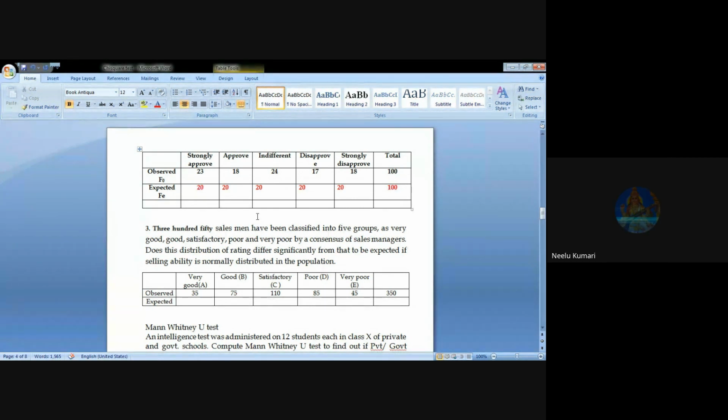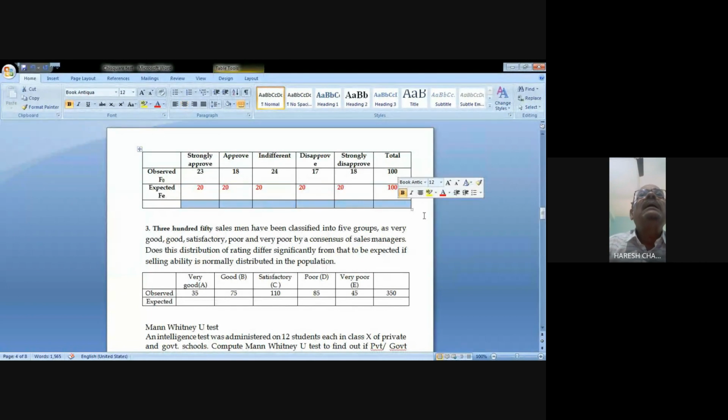0.45, sir. 23 minus 20 whole square, 9 by 20, which is 0.45. Likewise, you can calculate all these values and finally get your chi-square.